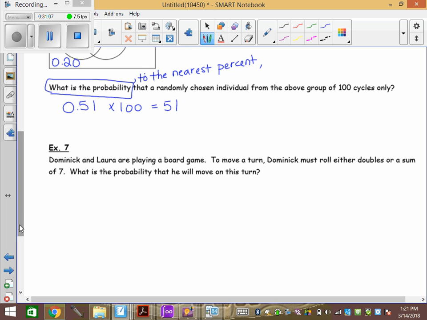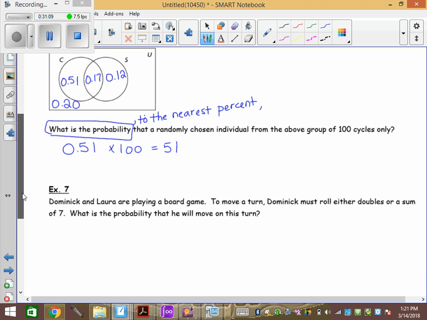Okay. We're going to look at the next one. Dominic and Laura are playing a board game. To move a turn, Dominic must roll either doubles or a sum of 7. The moment you roll 2 dice, you need to find a way to list all the outcomes without missing any.